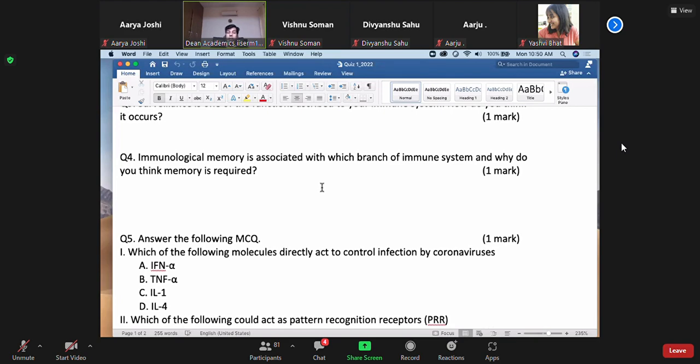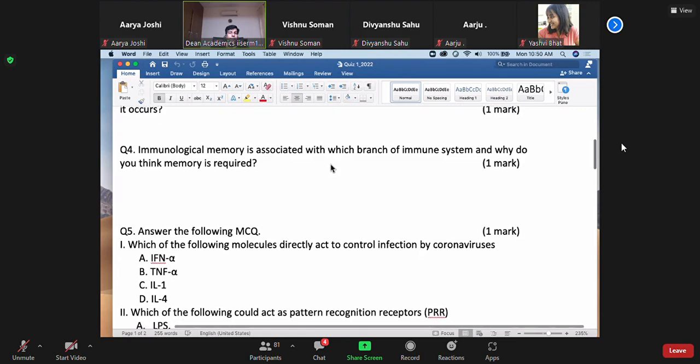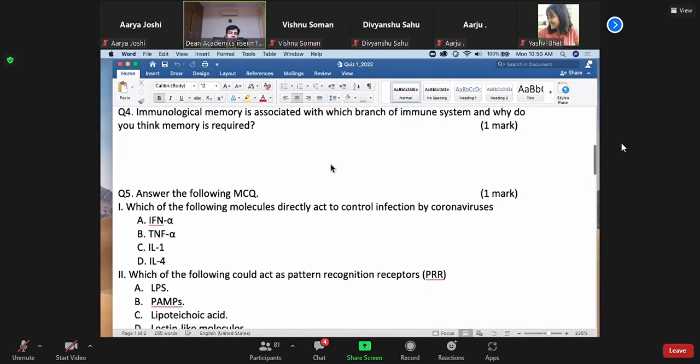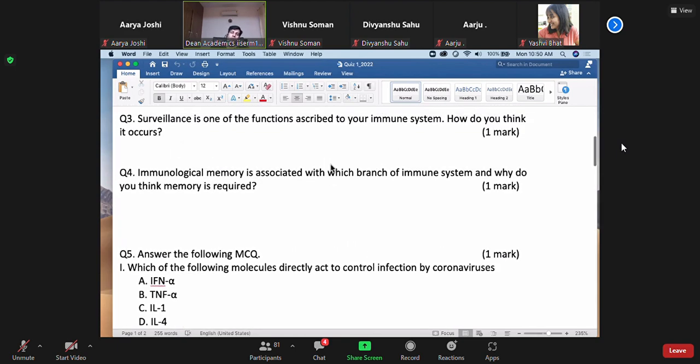Yes, I know that we did say something about NK cells, but for the time being, we will call NK cells innate immune cells. Now, why do you think memory is required? Well, you require memory to induce quick and efficient immune responses following a subsequent infection.